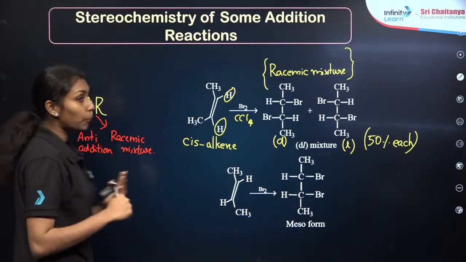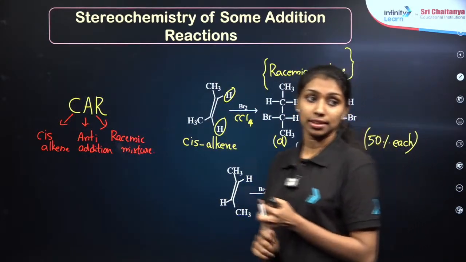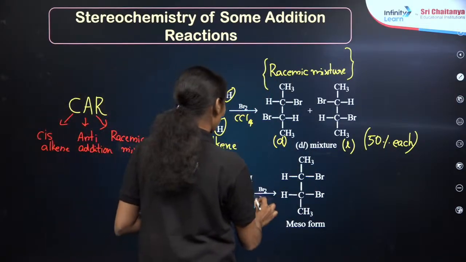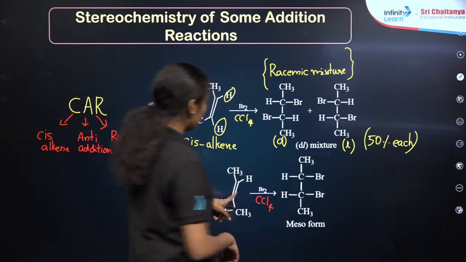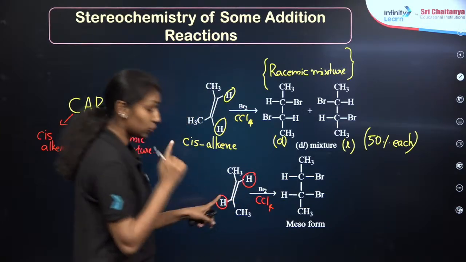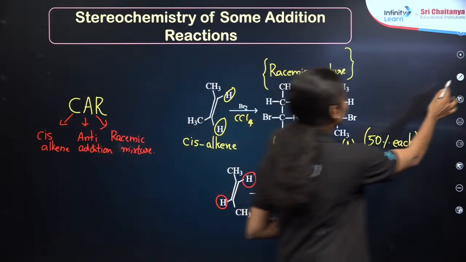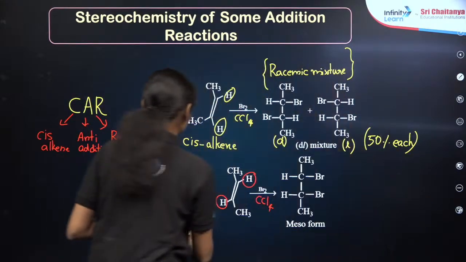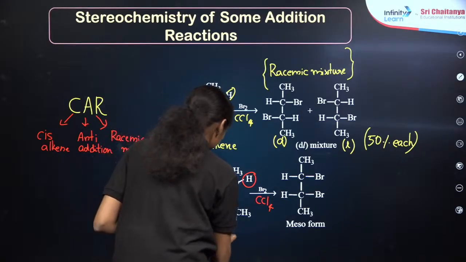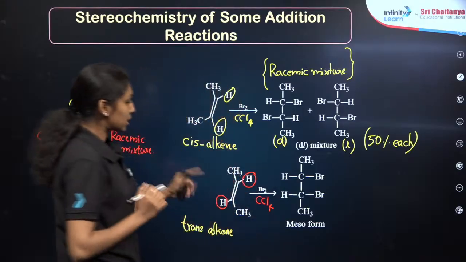Then one more question: if you are taking a trans alkene, what will be the product? Same, I am doing the bromination in presence of CCl4. This is my trans alkene, right? If you observe the hydrogens, they are on the opposite side of the double bond. So this will be the trans alkene.